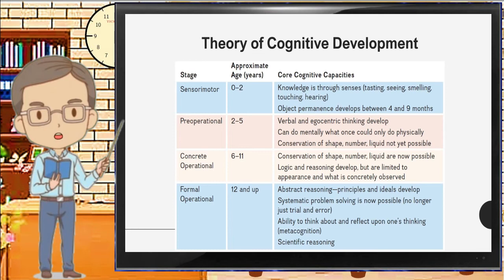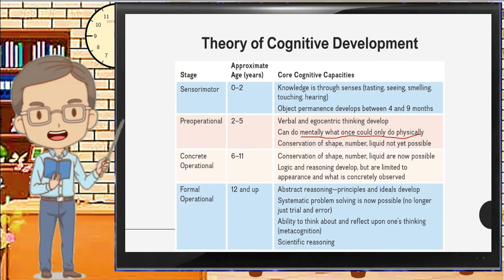Okay, so now let's move on to the next stage, which is the pre-operational stage, which is in the 2 to 5 years old. And in this stage, we are now capable of verbal thinking, but sometimes our thinking is egocentric. Later, I'm going to show you an example. And we can now do mentally what we could only do physically before.